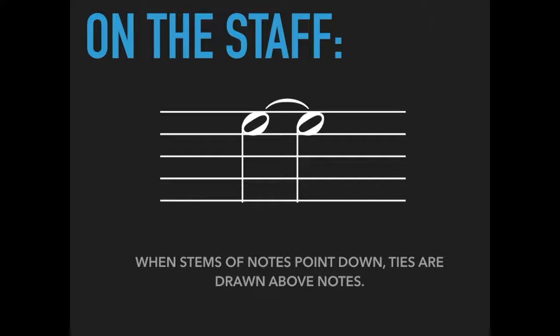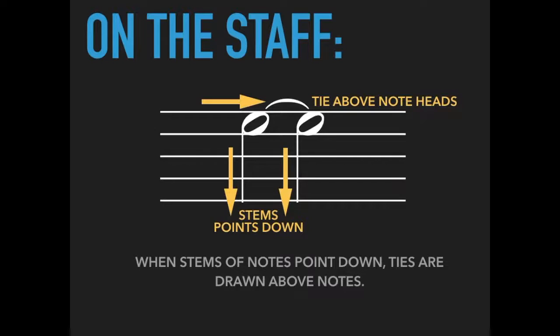When the stems of notes point downward, ties are drawn above the notes. We see that these stems point down, so the tie is drawn over the notes as opposed to underneath the notes.